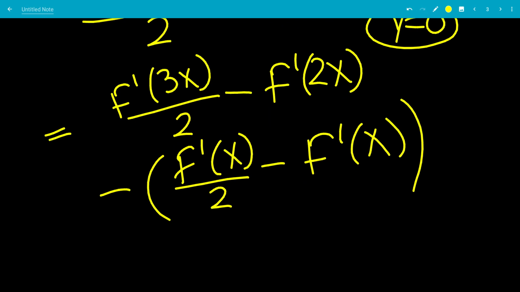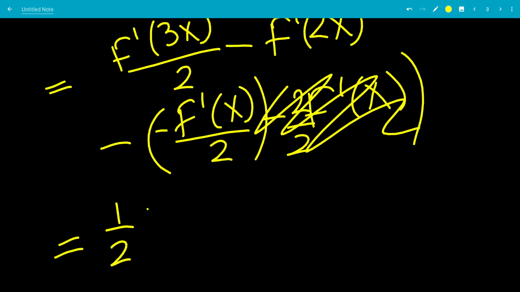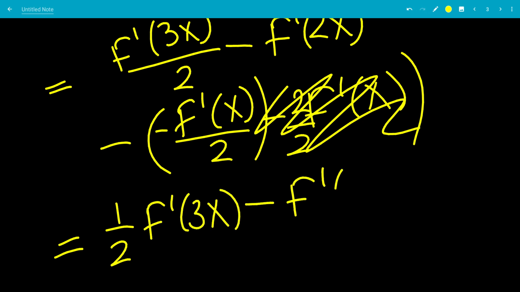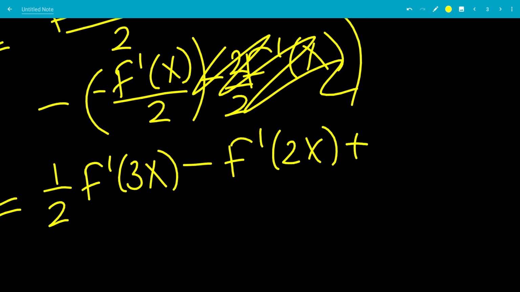So let's look at this. We have f prime of x over 2 minus f prime of x, so we can make this 2 over 2 because that's not changing anything. Now we have 1 minus 2, but that's negative 1, so we can get rid of this part. So this will be 1/2 f prime of 3x minus f prime of 2x. And then we finally have minus minus, which is plus 1/2 f prime of x.